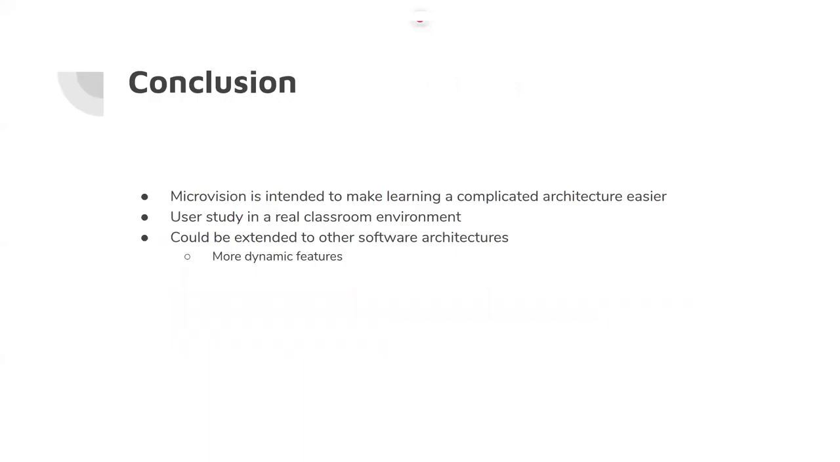So in conclusion, this Microvision is intended to make learning a complicated concept like architecture a bit easier. So for that reason, we chose a user study in a real classroom environment to see if it was actually useful in making this concept more approachable. And if this works out for this concept, it could be applied to other software architectures, as well as expanding more dynamic runtime features to see what exactly is going on in your programs.